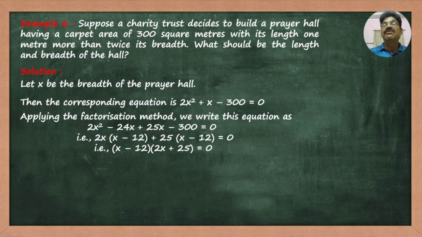Therefore, you try to solve more quadratic equations by the method of factorization. Then, separating the middle term will become easy. So, here, 2x square minus 24x plus 25x minus 300 is equal to 0. You can write 2x square plus 25x minus 24x minus 300 is equal to 0. In any way you can write, you will get the same answer. So you don't get confused about which has to be written first. Any way you can write it.